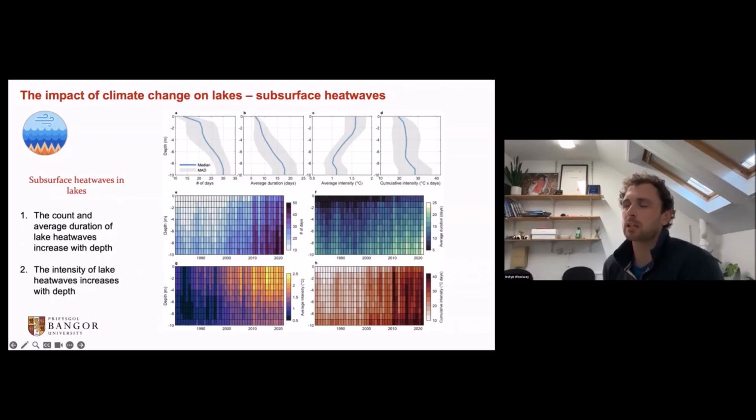So panel A here demonstrates that the number of days of lake heat waves is low at the surface and then increases with depth. The same pattern can be seen in the average duration of heat waves, and then the opposite is seen in the intensity. So for lake heat wave intensity, we find that they are more intense at the surface and then less intense in deeper water.